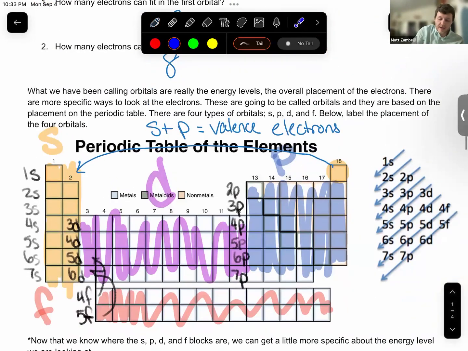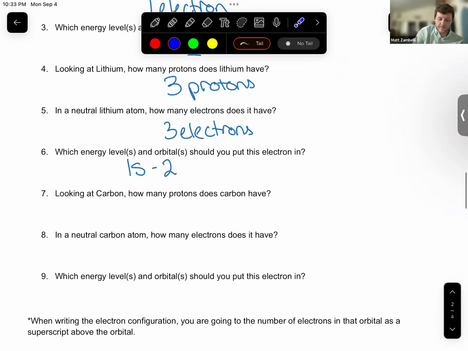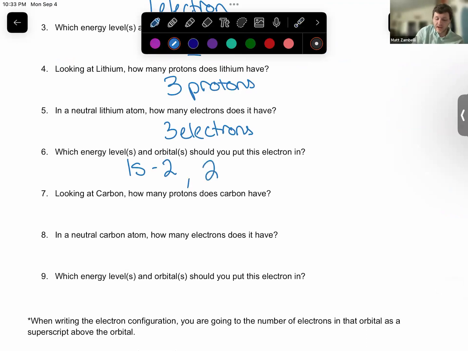And once we get through our first 2, then we come back down here where we end in our 2s block. Then we get to 2s. And that one, we're just putting 1 electron in there to add to our total of 3.